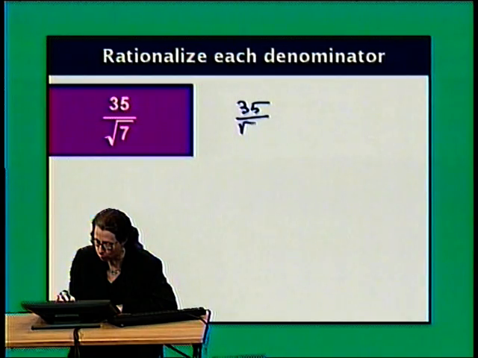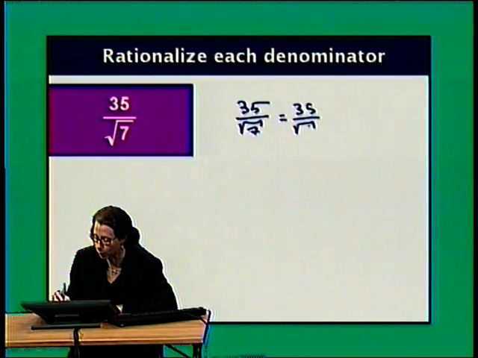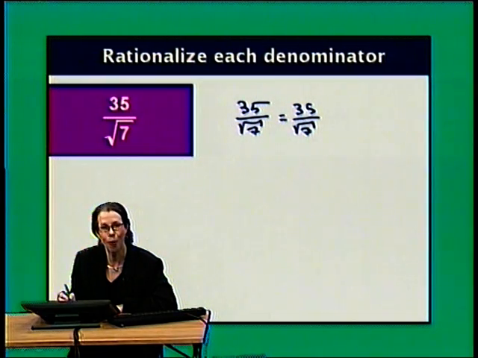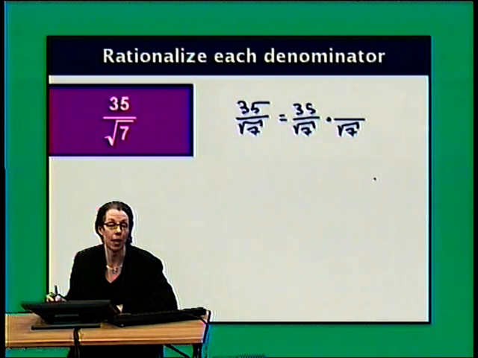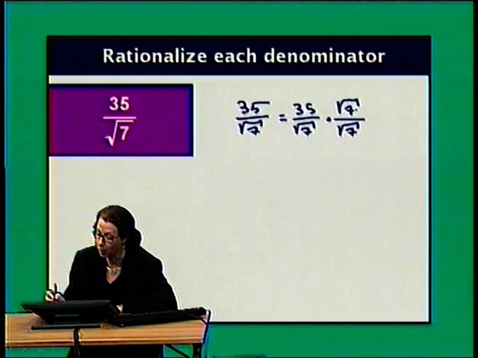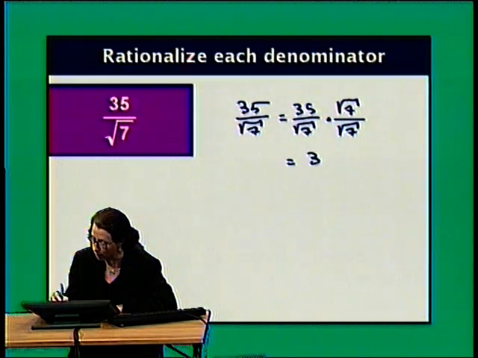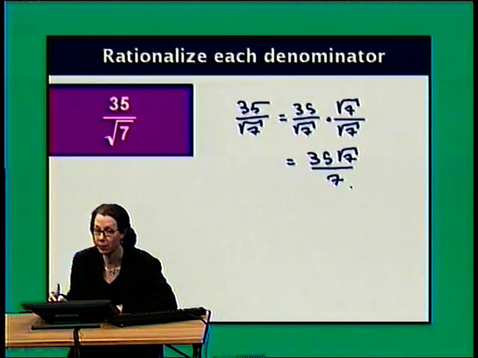35 over root 7. I want to multiply this by an appropriate form of 1. I want to get rid of that square root of 7 in the denominator. The only way I can do that is by multiplying it by another factor of square root of 7. But I also have to multiply the numerator by the square root of 7. So I have 35 square root of 7 over 7.